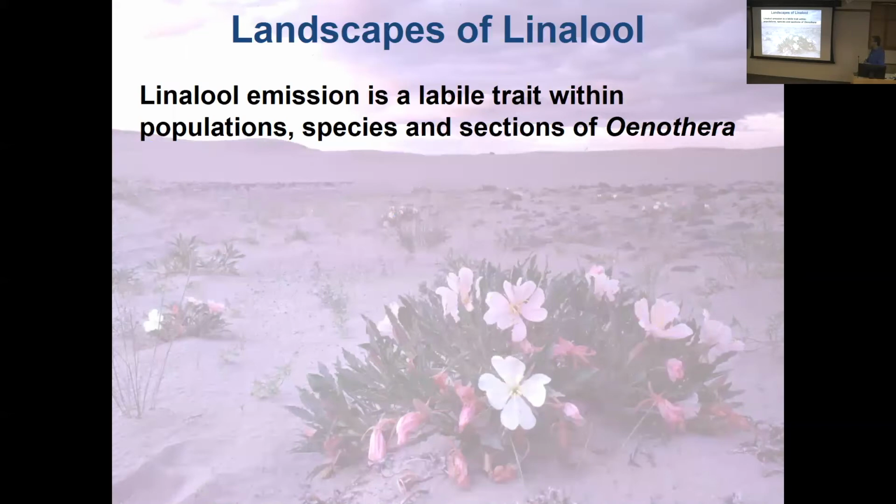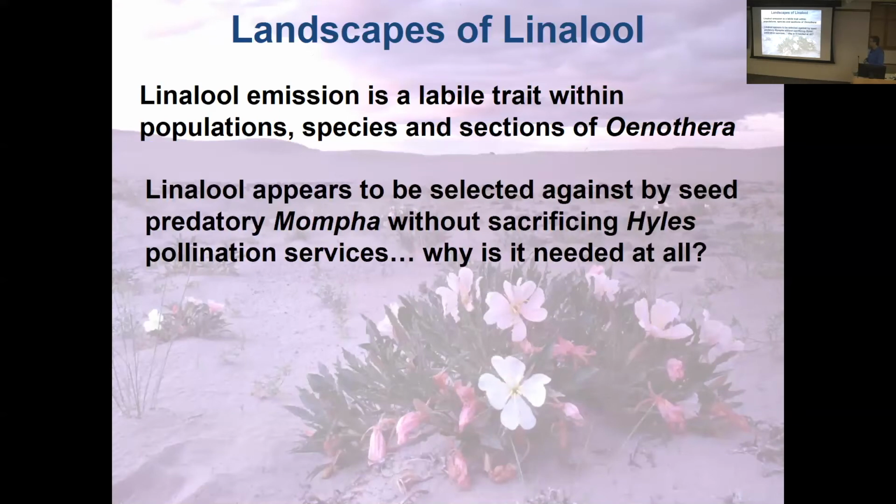Linalool emission is certainly a labile trait within populations, species, and sections of Oenothera, and I've shown you that it's found across the world in all kinds of other angiosperm families. Linalool appears to be selected against by seed predator Mampha moths without sacrificing Hylie's pollination services, which leads to the question of why linalool is needed at all in Oenothera harringtonii and similar species. It might be a phylogenetic artifact, a shared derived trait in that group of Oenothera.